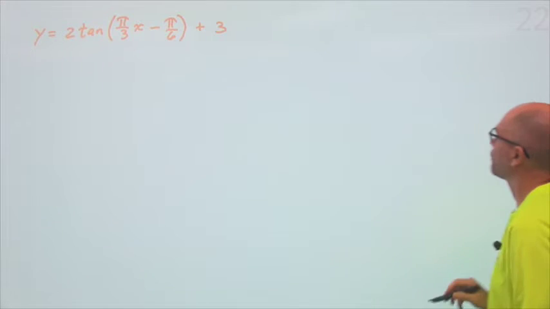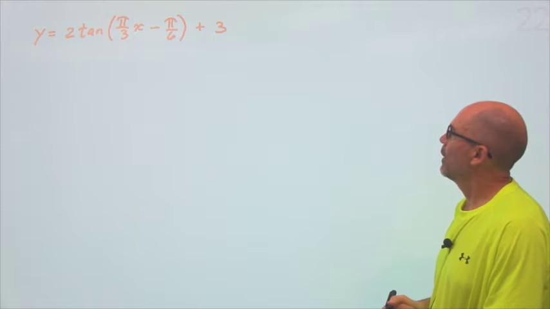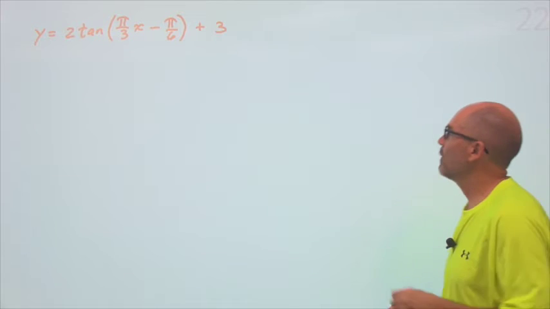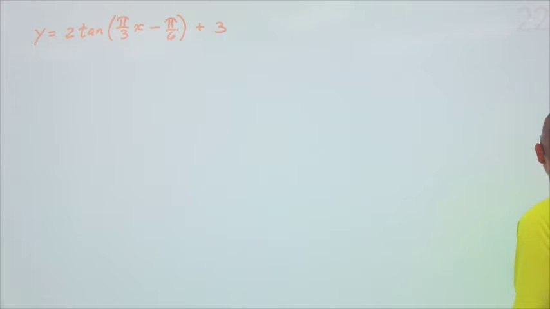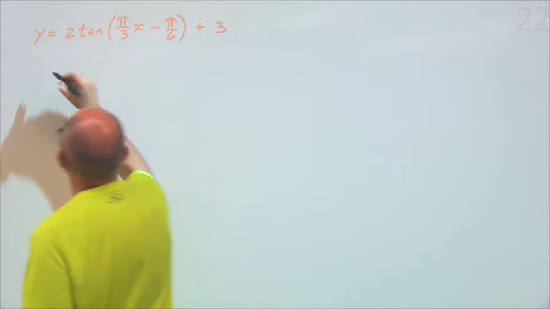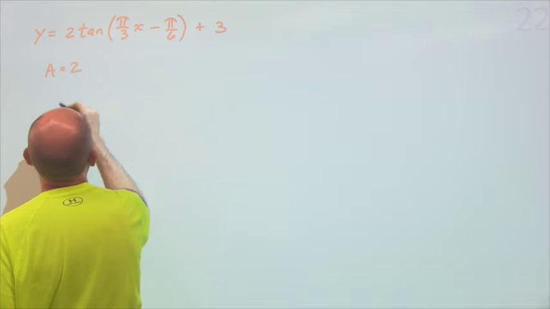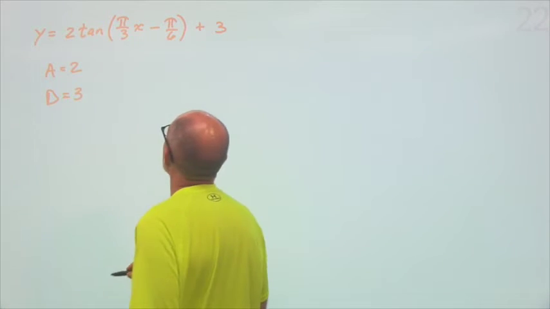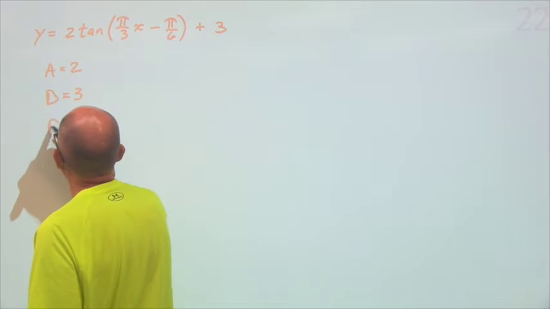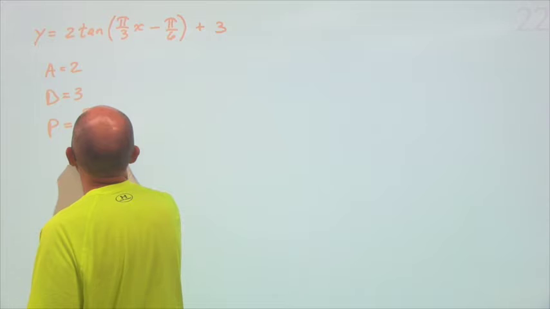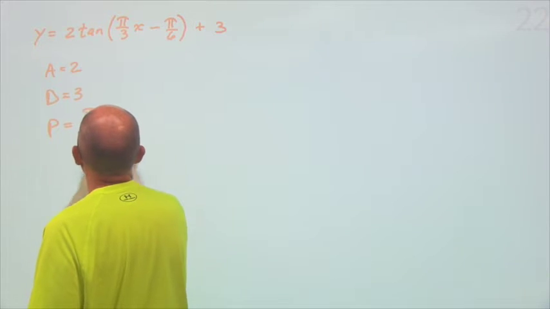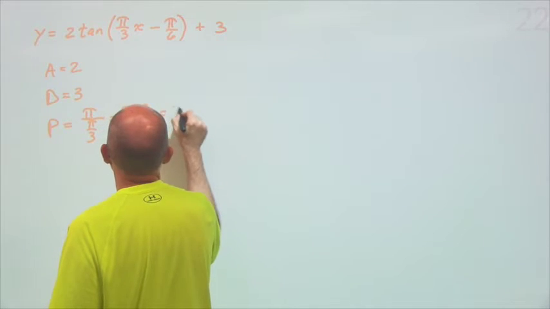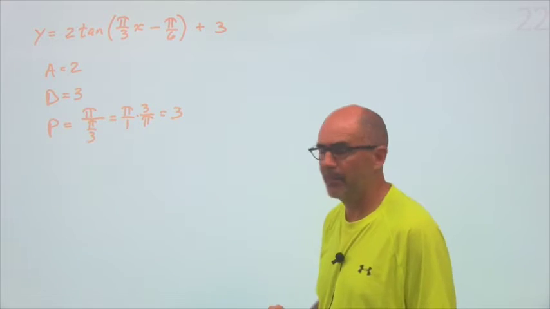Okay, one more example. So we have y equals 2 tangent of pi over 3 x minus pi over 3, plus 3. So we've got all the stuff now. First thing, amplitude is 2. The vertical shift is 3, so we're going up 3. The period is going to be pi over pi over 3, which is pi times 3 over pi, which is 3. So our period is going to be 3.